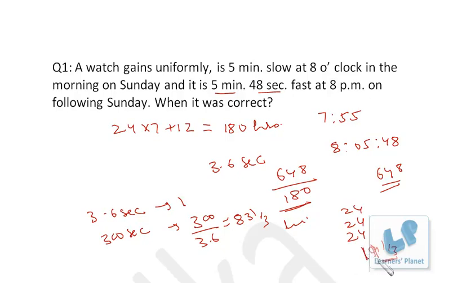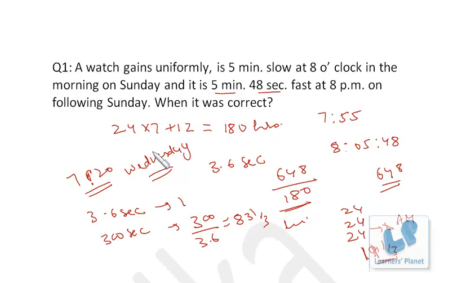So from 8 a.m., 11 hours means 7 p.m., and 1/3 hour means 20 minutes. So 7:20 in the evening, and the third day, that is Monday, Tuesday, Wednesday. So 7:20 on Wednesday it will show the correct time, right?